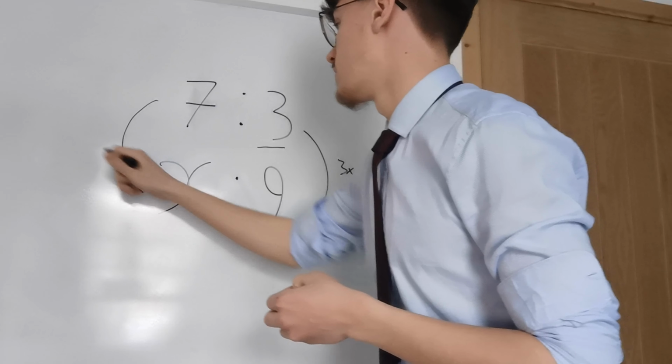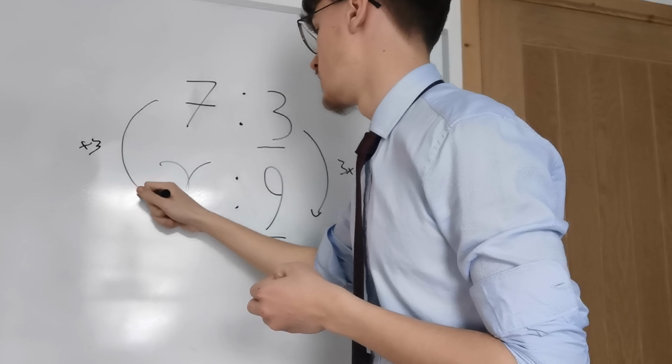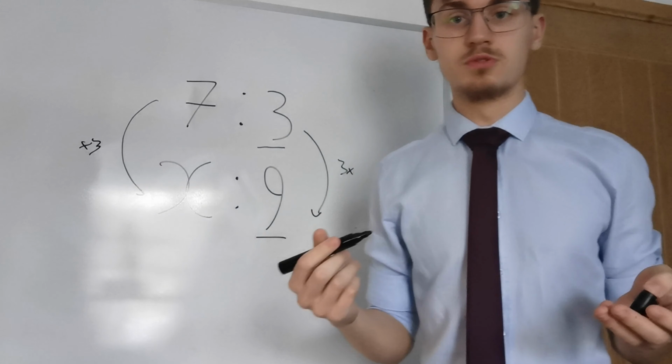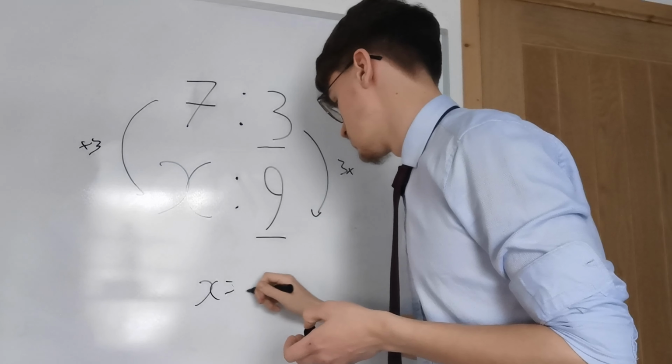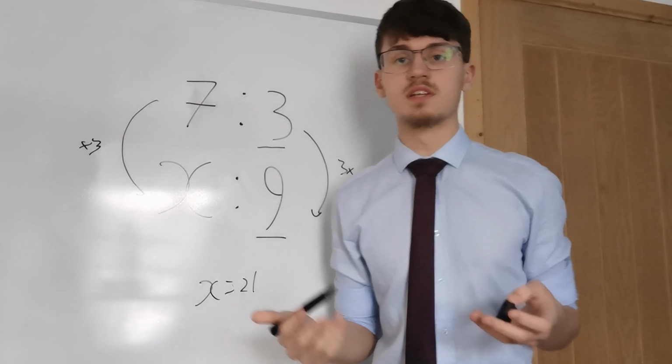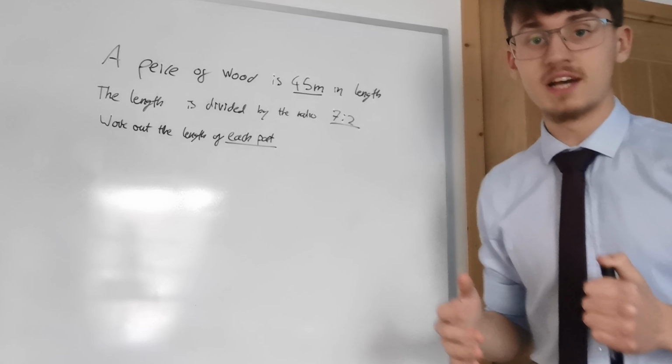So if we times that by 3, we find that x is equal to 21, because 7 times 3 is 21. X is equal to 21. And that's just the basic idea of how ratios work. So now we're going to tackle our first question.